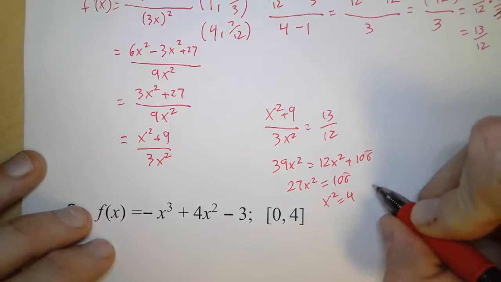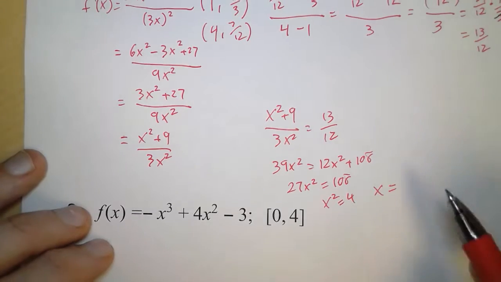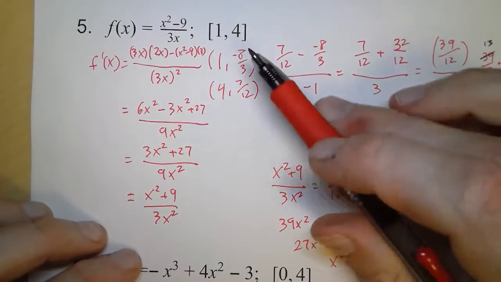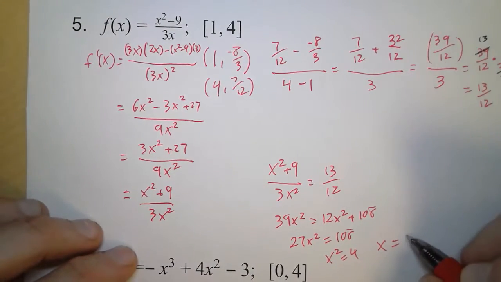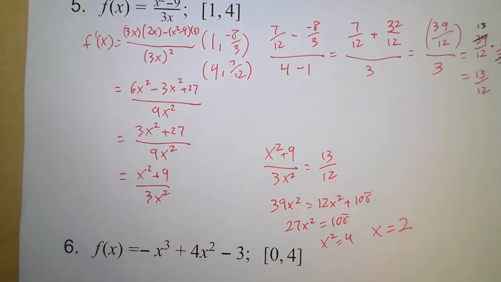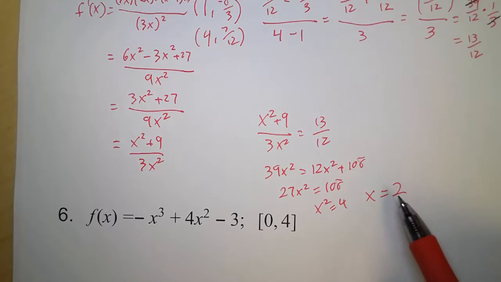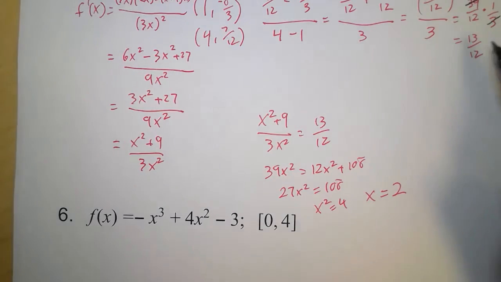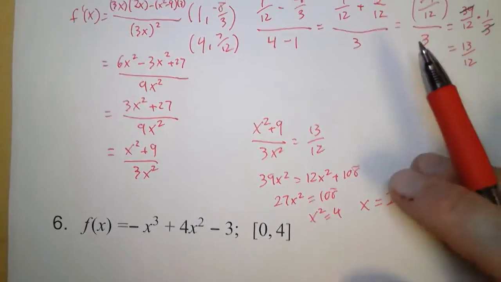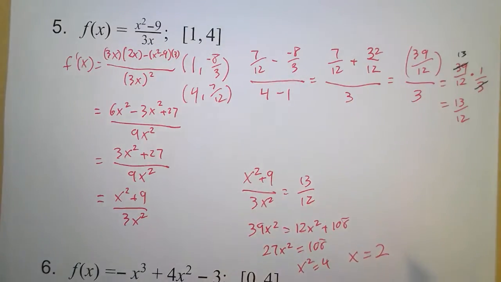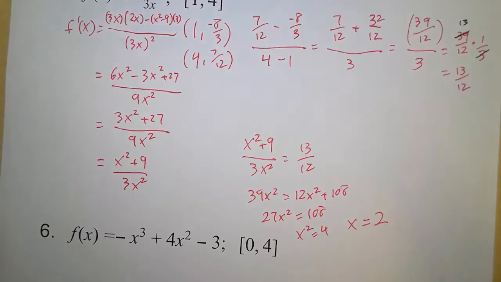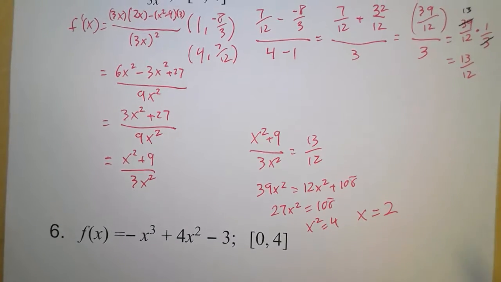So when we take the square root, x is going to equal plus or minus 2. But wait a minute, we're only looking at the interval from 1 to 4. So the only answer that we'll consider here is positive 2, not negative 2. And so that is the only point where the tangent line has a slope of 13/12 on this interval. It's always a thing you got to be aware of. We only include the answers on that interval.